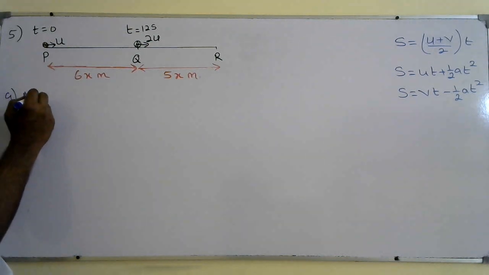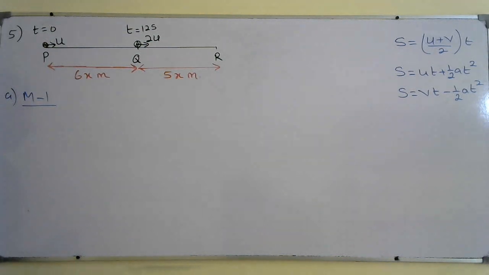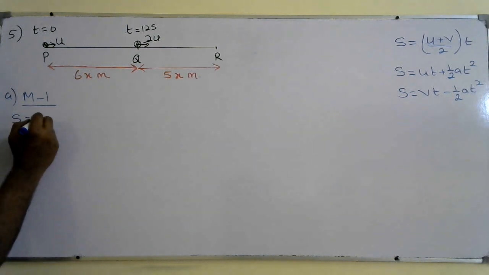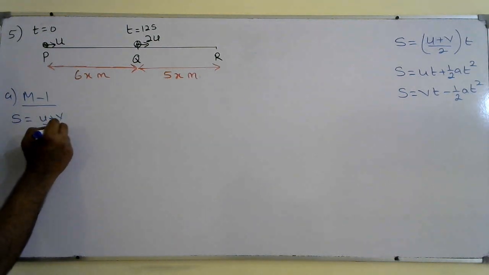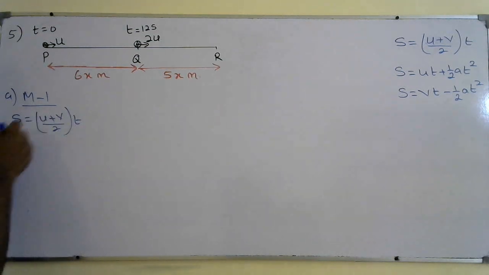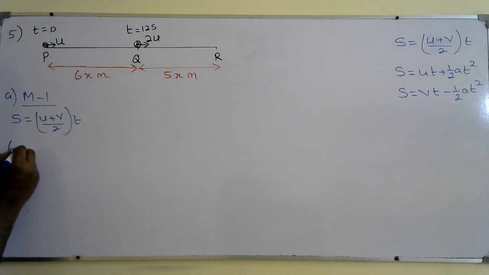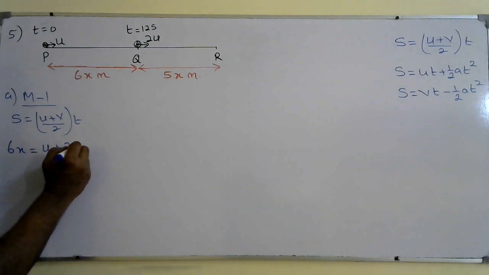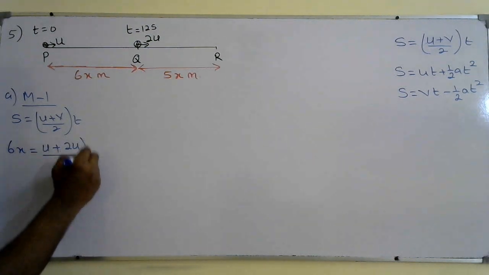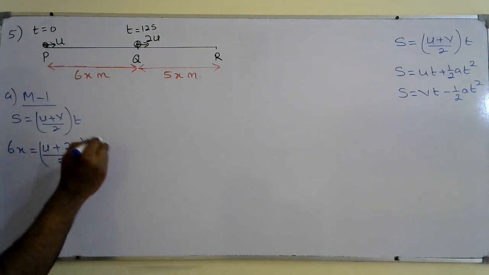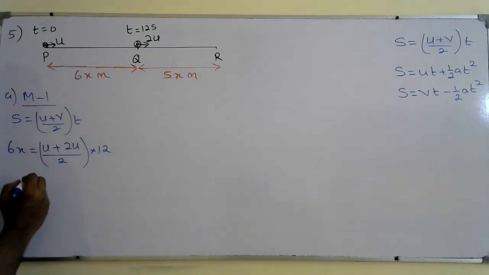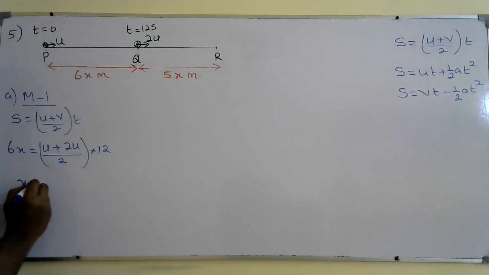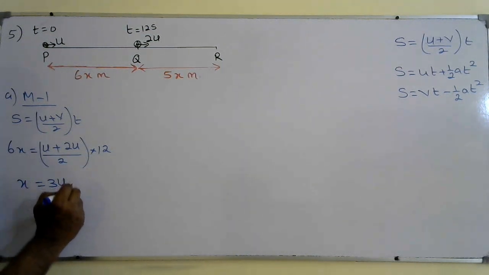I'll put M1 for method 1. So we use s equals (u plus v) by 2 into t. So s is 6x, u is u, v is 2u, divided by 2, into the time, which is 12. Solve it. 2 into 6, the 6 will get cancelled. x is equal to 3u. Very simply we can get it.